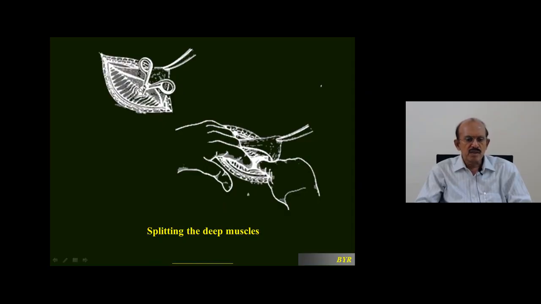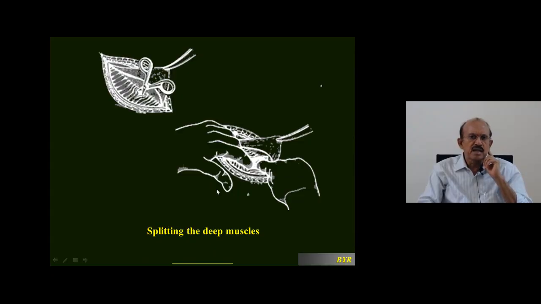So with the help of a forceps, you split the fibers, and with the help of your fingers, you widen the aperture. Then you will get the transverse abdominis muscle. That also is split in the fibers line. So external oblique only is incised. Internal oblique and transabdominis, they are just split and separated. Then what you see? You will see the fascia transversalis.